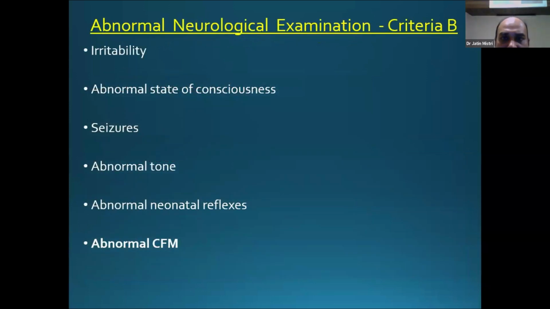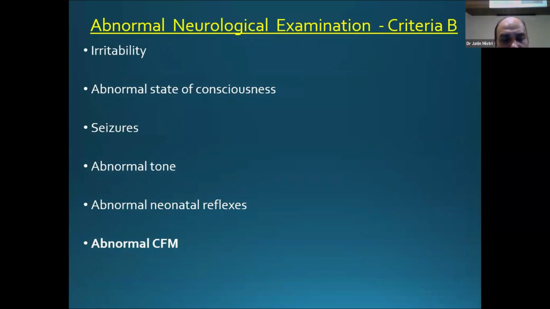Then it comes to criteria B. Now we know that there was hypoxia ischemia, but how do we know this baby is going to have encephalopathy? So you need some neurological criteria. Any abnormal sign, like irritability, an abnormal state of consciousness, maybe drowsy or very hyper alert, seizures, abnormal tone, or abnormal reflexes. If the baby fulfills any of these within 6 hours, that means this baby has signs of encephalopathy, and you can consider this baby for therapeutic hypothermia.